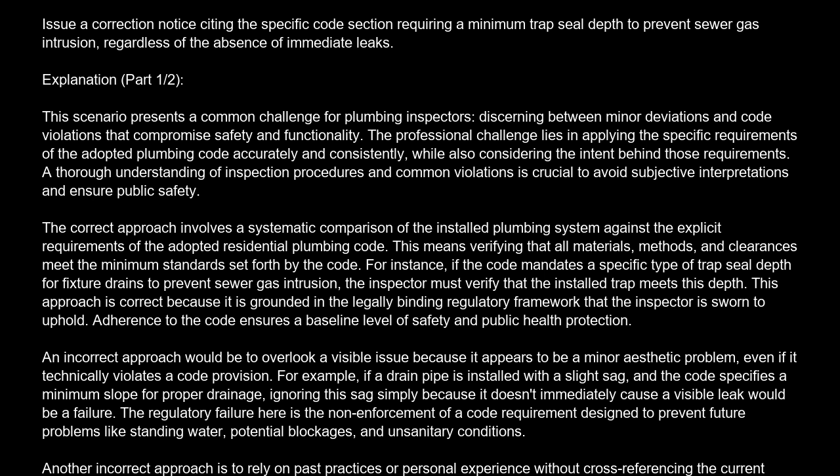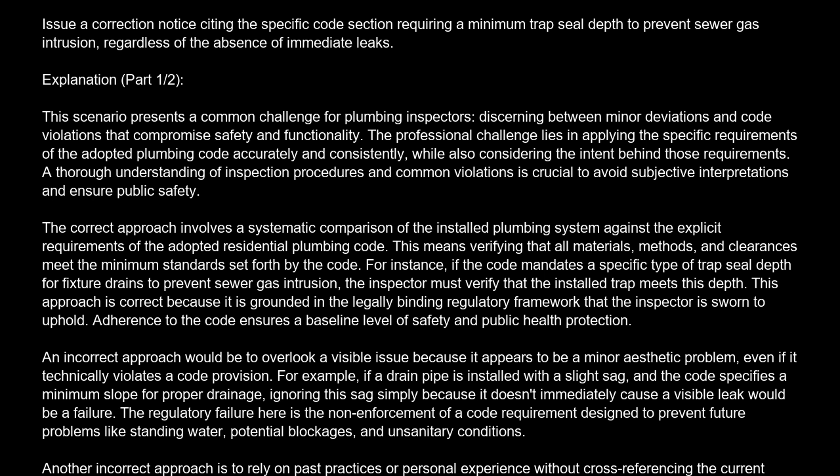The correct approach involves a systematic comparison of the installed plumbing system against the explicit requirements of the adopted residential plumbing code. This means verifying that all materials, methods, and clearances meet the minimum standards set forth by the code. For instance, if the code mandates a specific type of trap seal depth for fixture drains to prevent sewer gas intrusion, the inspector must verify that the installed trap meets this depth.